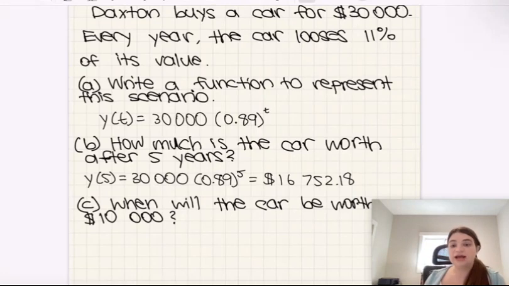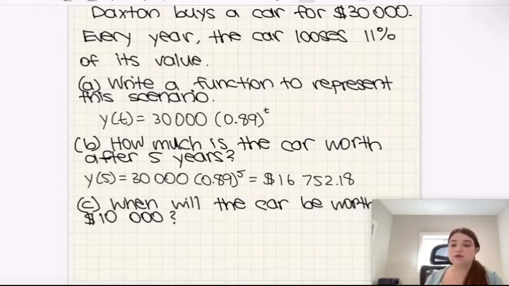And as you've noticed, because the car value is decaying, because it's decreasing, the car in 5 years is worth a lot less than the car was worth before the time was elapsed. And that's how exponential decay works, is that the final is always going to be less than the initial.